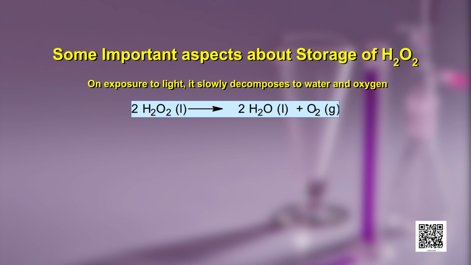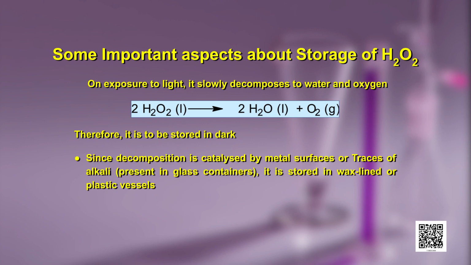On exposure to light, it slowly decomposes to water and oxygen. Therefore, it should be stored in dark, and since the decomposition is catalyzed by metal surfaces or traces of alkali which are present in the glass containers, it is stored in wax lined or plastic vessels. Similarly, one more factor which is causing its decomposition is dust. Dust induces its explosive decomposition.